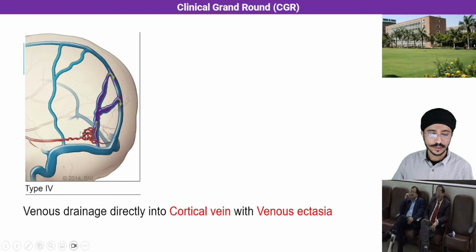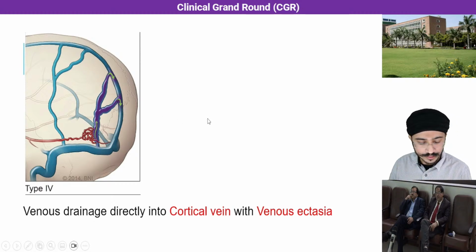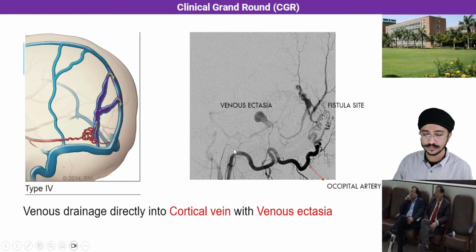In type 4, the fistula is again at the level of the cortical vein only, but now there is venous ectasia that is present. The venous pouches have formed in type 4. Again, in this occipital artery run, we can see the occipital artery directly draining into one of the cortical veins. The flow is retrograde and there is formation of an ectatic venous pouch here. This is type 4 Cognard dural AV fistula.